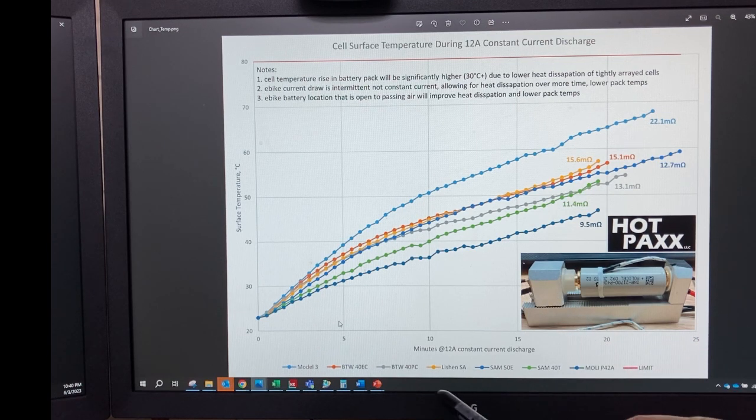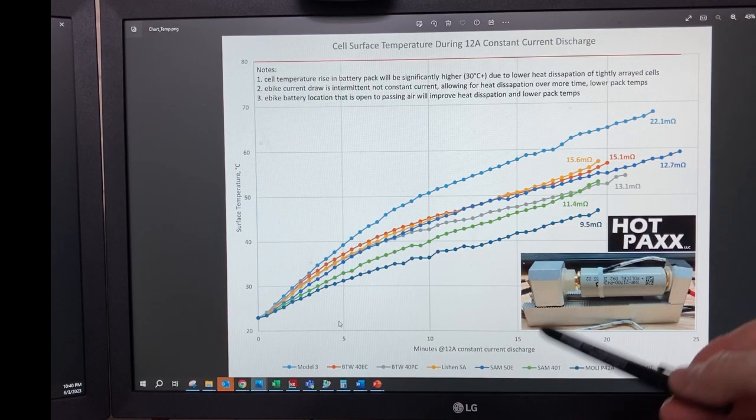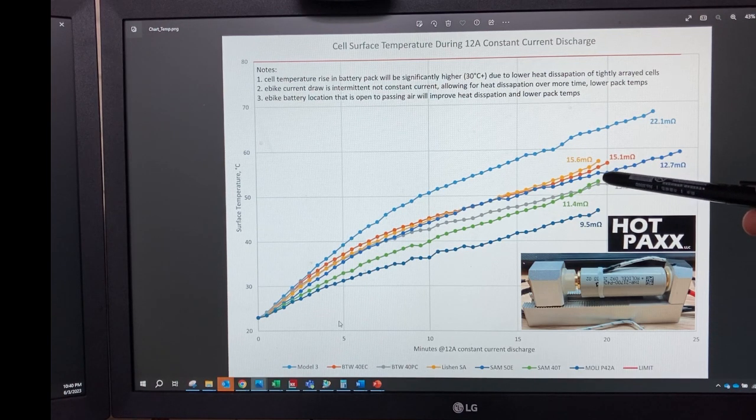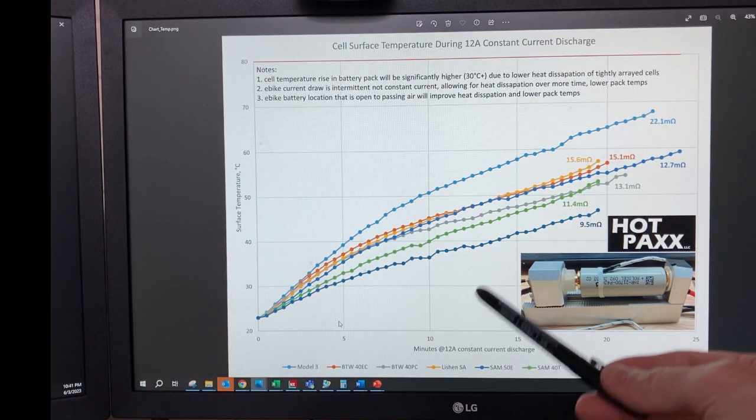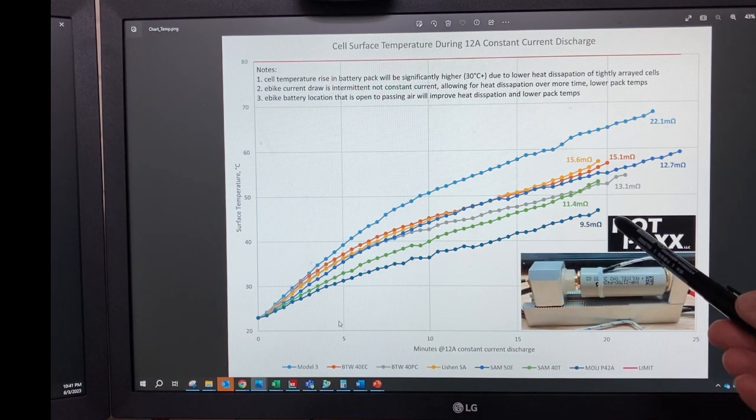And then the 40 PC, or actually rather the Samsung 40T, finished at the next highest temperature. That was 11.4 milliohm. Again, here the 40 PC finished at a little higher temperature, but if I were to take it at the same energy discharge as the 40T, it's a little bit lower. And then we have the MOLICEL P42A, right? This is the premium cell. It's the most expensive of the group. It has the lowest internal resistance at 9.5 milliohms and finished with the lowest surface temperature.